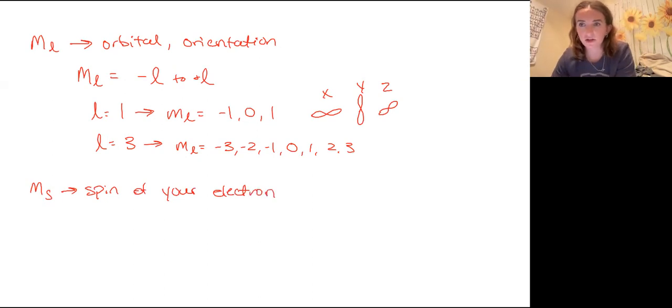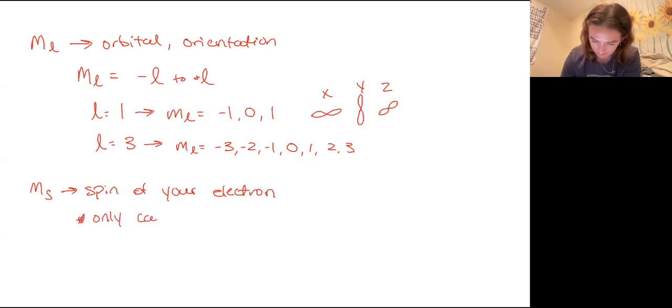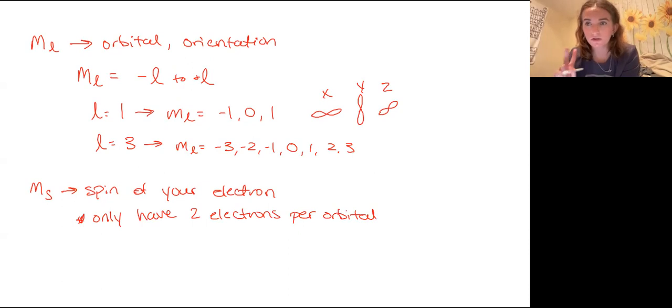Hey, can anyone tell me how many electrons can go in an orbital? Good. So you can only have 2 electrons per orbital. So we need 2 different values that we can use to differentiate between the one electron versus the other. So Dr. Altomos mentioned that electrons have spin. You can either have an up spin or a down spin. And so the 2 possible values that you can have for M sub S are positive 1/2 and negative 1/2.